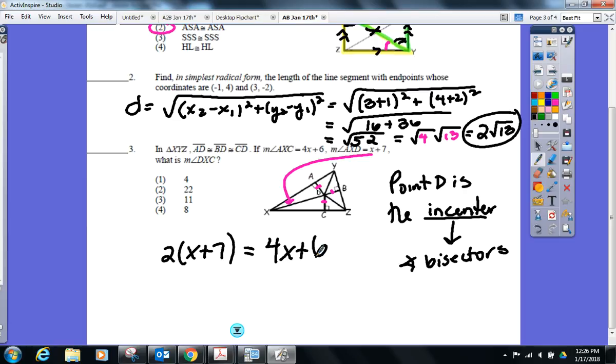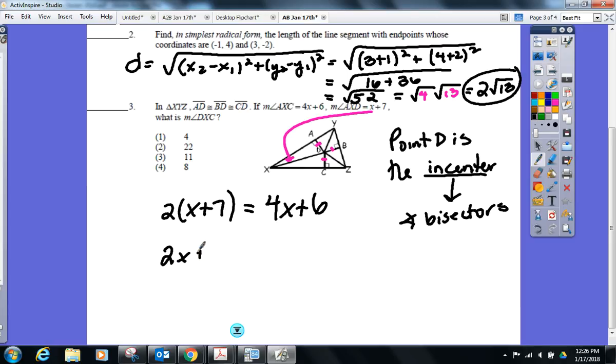Any questions on incenter? Aren't there other points too, other than incenter, that you may need to review? Centroid, circumcenter, orthocenter. Yep. 2x plus 14 equals 4x plus 6. 2x equals 8. X equals 4. And yeah, I tried to trap you, right? Circle 1, everybody.